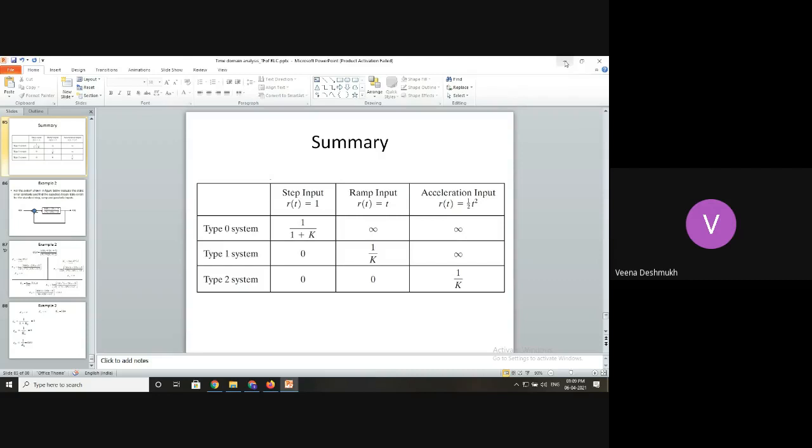So with this understanding, we'll see how a DC motor, which has multiple series systems, can be designed, or how you can form the transfer function of this.